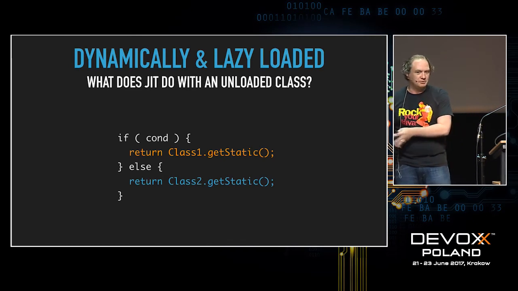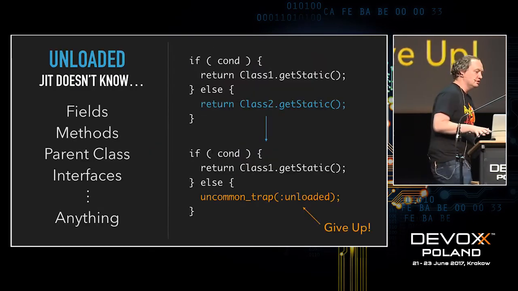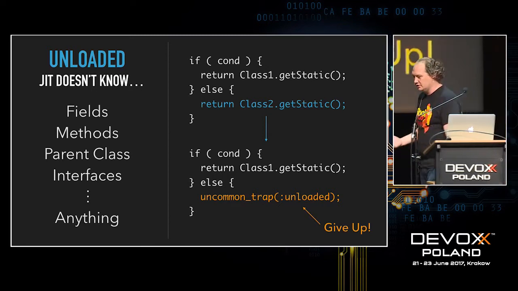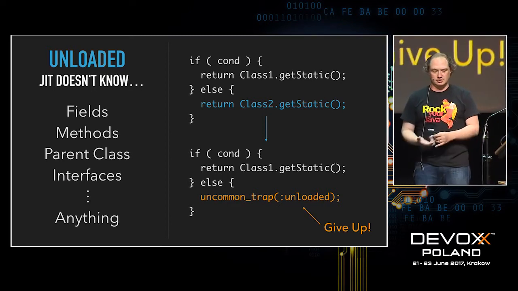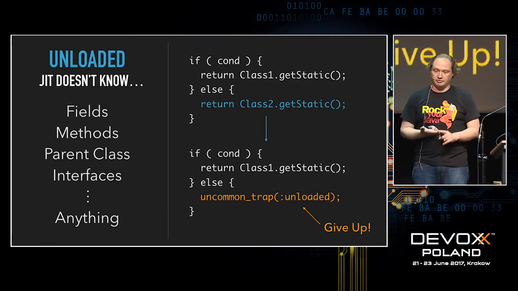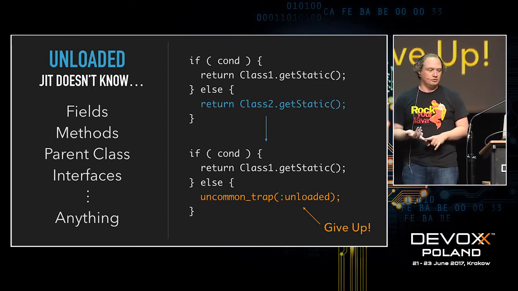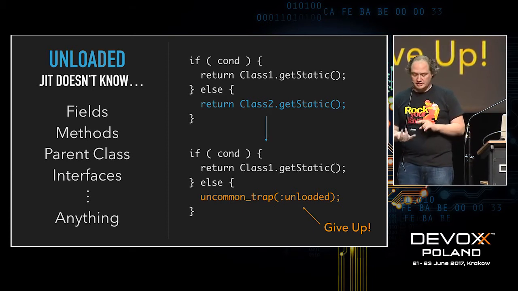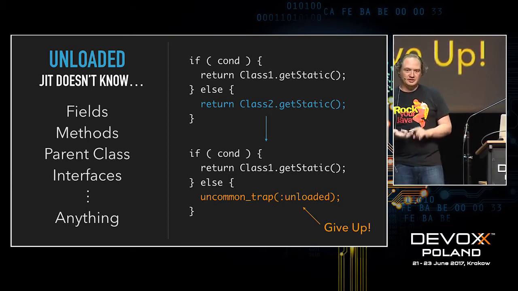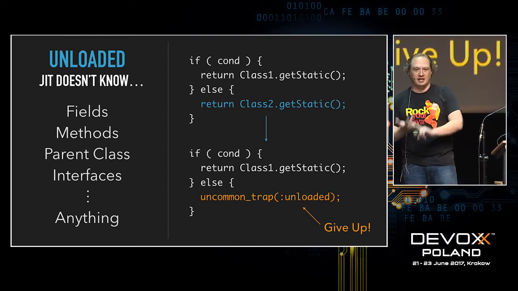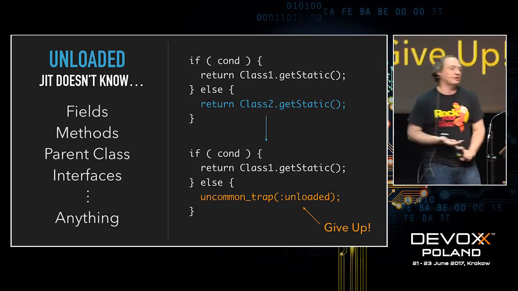What is the just-in-time compiler to do? If that class hasn't been loaded, what does the just-in-time compiler know about the method, or the class? It doesn't know what fields it has. It doesn't know what methods it has. It doesn't know what parent class it has. It doesn't know its interfaces. It doesn't really know anything other than you think there's a class with that name. That's all it really knows.